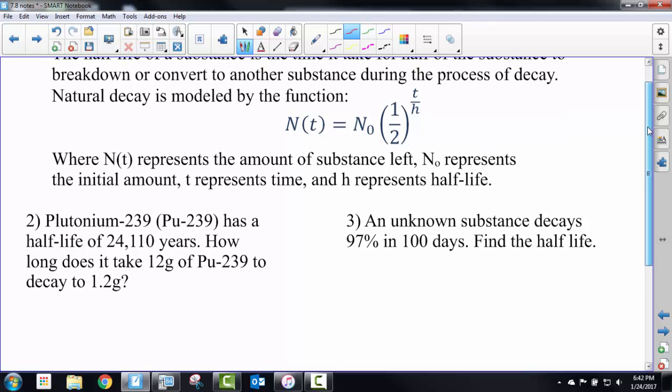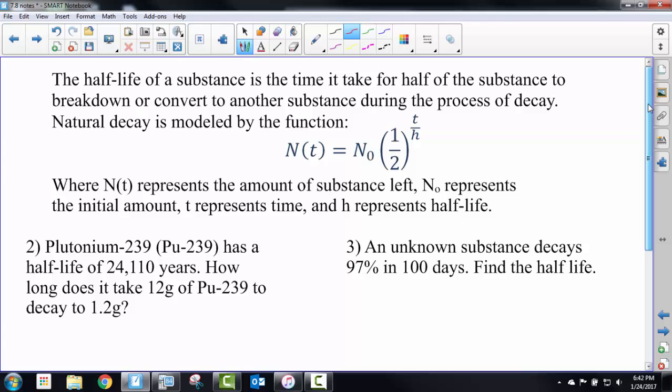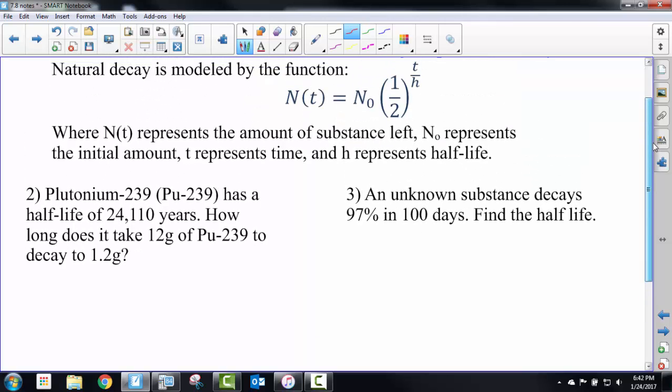Some are measured in seconds or even less than that. Others are definitely in years or very long periods of time. All right, so here we go. We're going to look at plutonium-239 on number 2. It has a half-life of over 24,000 years. How long does it take 12 grams to decay to 1.2?